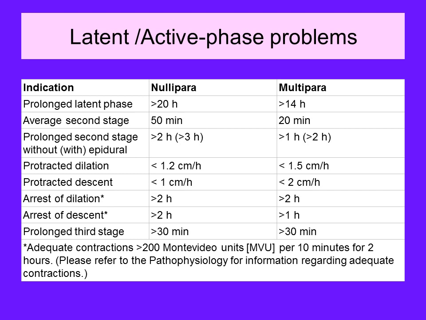For example, he noted that in a nulliparous patient, the latent phase is considered prolonged if it is above 20 hours, while in multiparous patients, the latent phase is considered prolonged if it's above 14 hours. He also noted that the average second stage is about 15 minutes in nulliparous women and 20 minutes in multiparous women. Setting time for identification of these problems helped physicians to act accordingly.